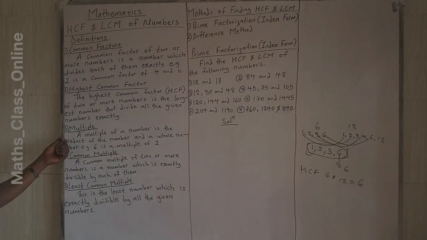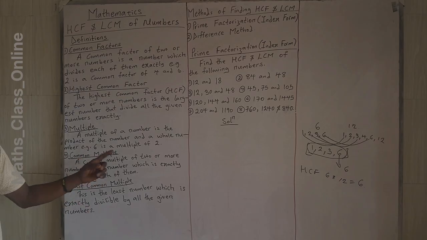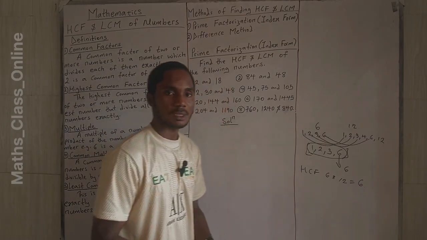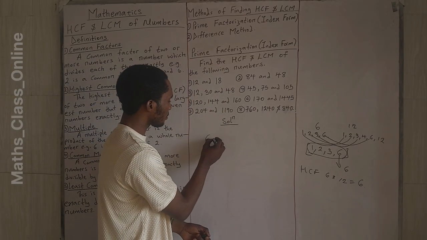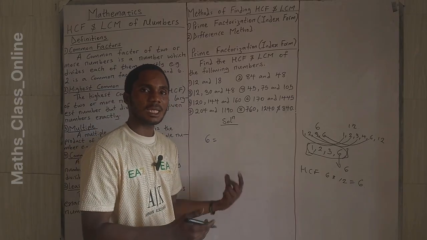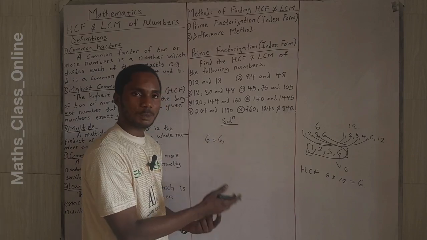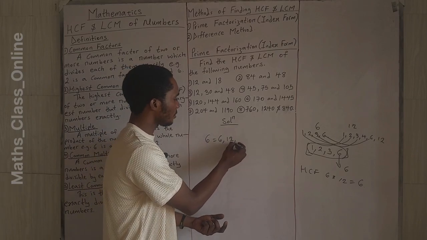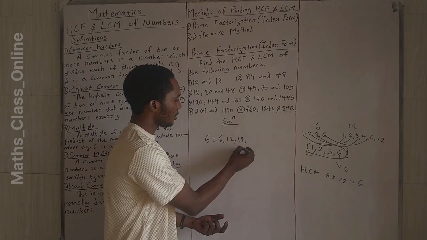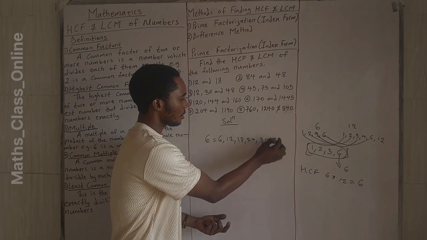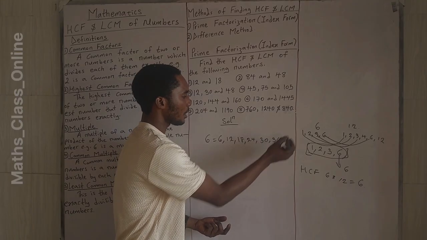What we have next is multiple. A multiple of a number is the product of the number and a whole number. Let's use this example again. Multiples of 6. What are the multiples of 6? These are the numbers that 6 can divide without any remainder, starting from 6. Multiples of 6, also we have 12, 18, 24, 30, 36, and so on and so forth.